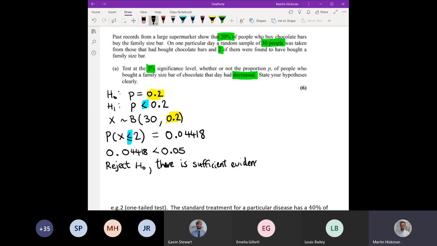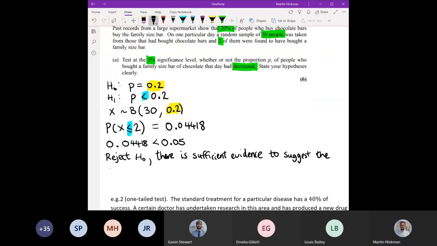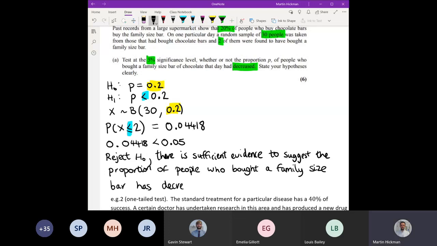There's a variety of different ways you can write this. What I tend to do is always write there is sufficient evidence or there is insufficient evidence, depending on my conclusion. There is sufficient evidence to suggest the proportion of people, and what I'm doing now is just going back to the question and pretty much copying a lot of the context in the question. Don't just say reject H0, sufficient evidence. Make sure that you do reference the context, so the actual scenario here. In this case, you're talking about the family size bar, or the proportion of people. Those are the key things that you need to mention in terms of that context.